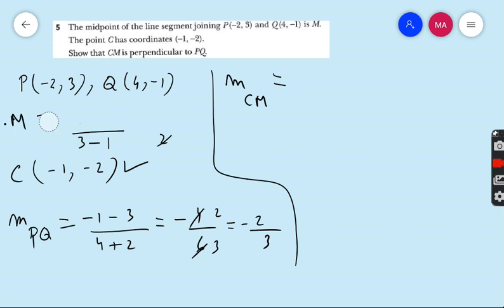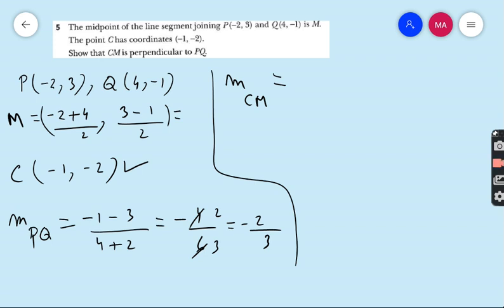I did a mistake in gradient. This is not the correct formula of the midpoint. The formula of the midpoint is x1 plus x2 upon 2 comma y1 plus y2 upon 2. Sorry, this is the mistake. 4 minus 2 is 2, 2 upon 2 is 1, 3 minus 1 is 2, 2 upon 2 is 1.